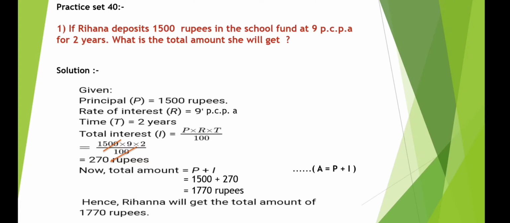The principal what we had is 1500 rupees and interest what we got is 270 rupees. So when you add 1500 plus 270, you get the answer as 1770 rupees. Hence, Rihanna will get the total amount of 1770 rupees.